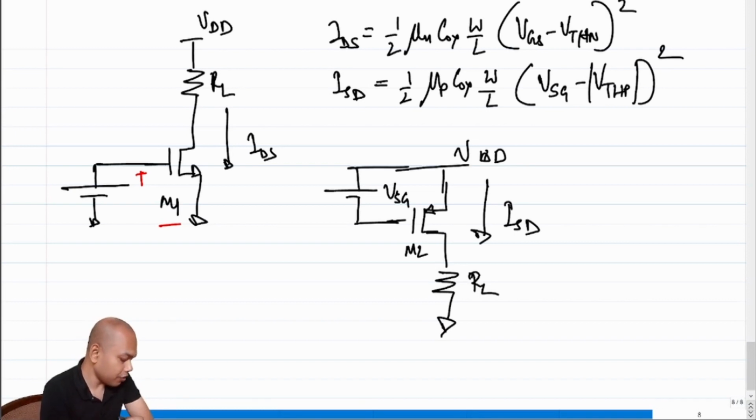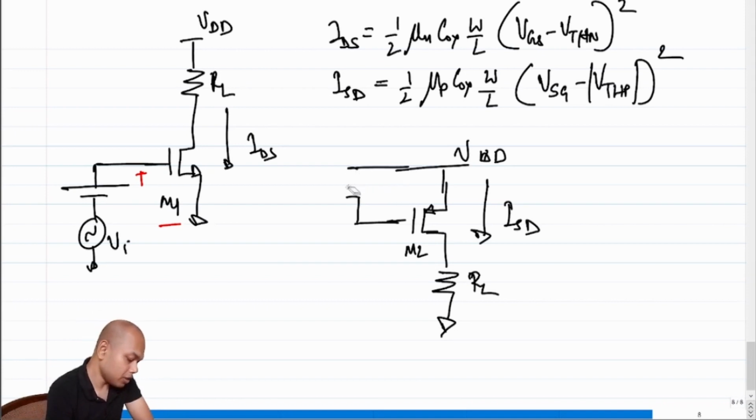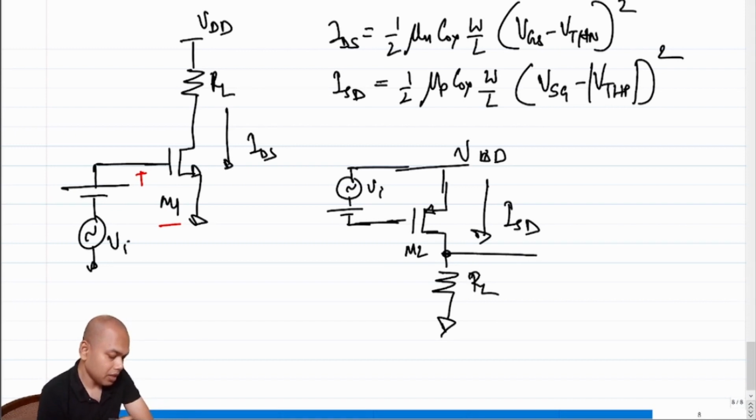And now in case of an n-Mos transistor, if we want to turn this into a common source amplifier, what do we need to do? We need to put a voltage source in series with the battery. So in case of a PMOS transistor, we can also do the same thing. We can put a voltage source in series with the battery, and we take the output from the drain of the device, right?